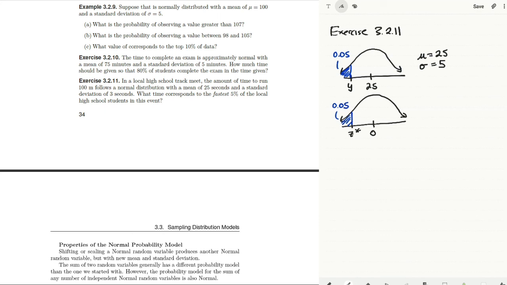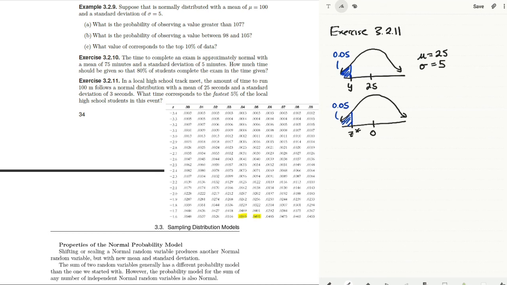So we want to look for the two closest values to 0.05 inside of the z table. So the two closest values to 0.05 inside of the z table are 0.0505 and 0.0495. So let's write down their corresponding z-scores. So the area to the left of negative 1.64 is 0.0505, and the area to the left of negative 1.65 is 0.0495.